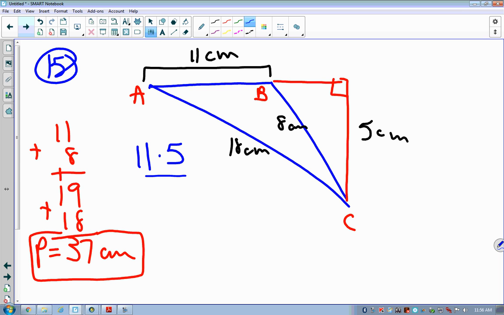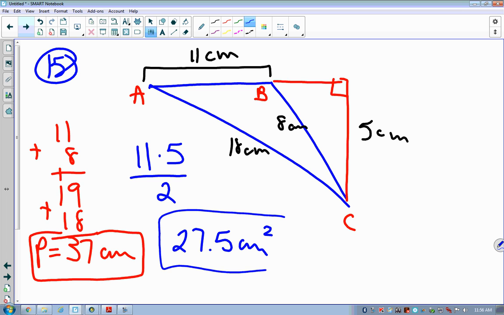So we're going to multiply those things and divide by 2. 11 times 5 is 55. 55 divided by 2 is 27.5. So 27.5 centimeters squared. Okay, so be ready for that.